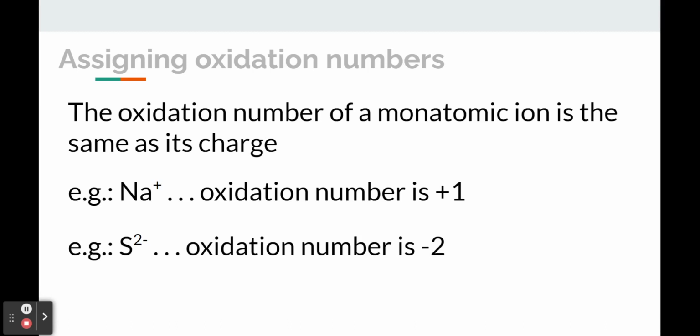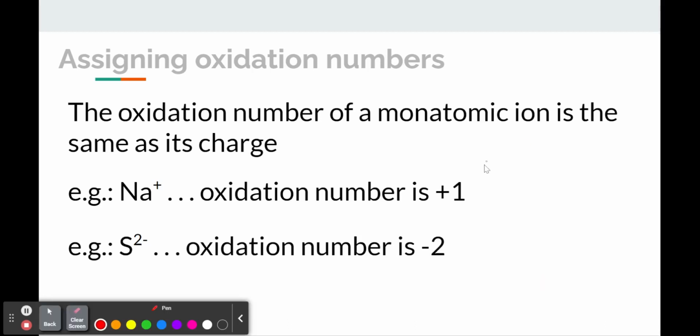Sulfur 2 minus ion, the oxidation number is -2. You may notice here that the sign on the charge comes after the number, and the sign on the oxidation number comes before the number in these cases. That's sort of convention, but as far as I'm concerned, it doesn't matter. You can just write them either way that you want. But the oxidation number of a monatomic ion, whatever that monatomic ion is, is the same as its charge. Remember, mono is 1, so these are one-atomed ions like the sodium and the sulfur that we have here.